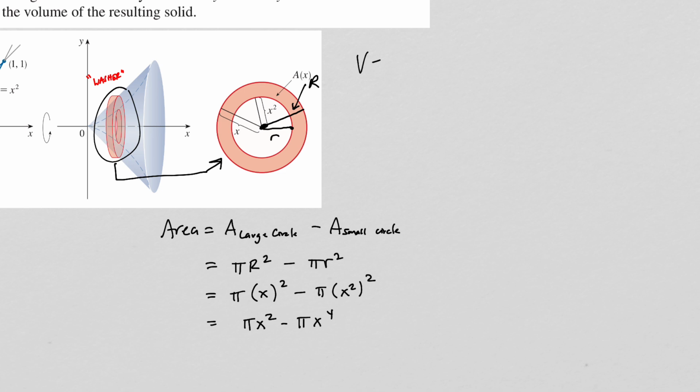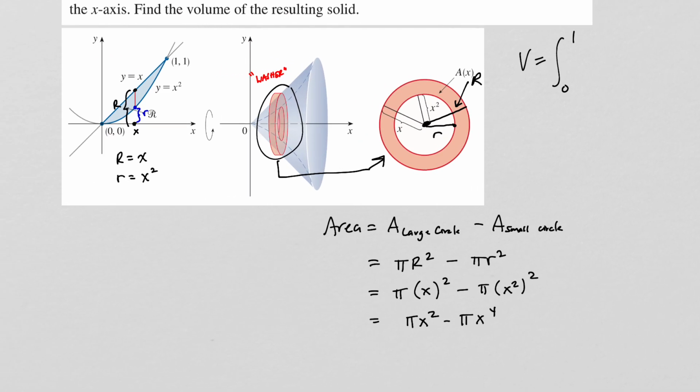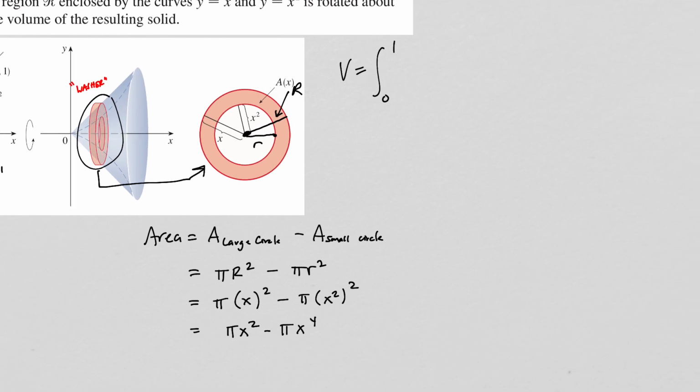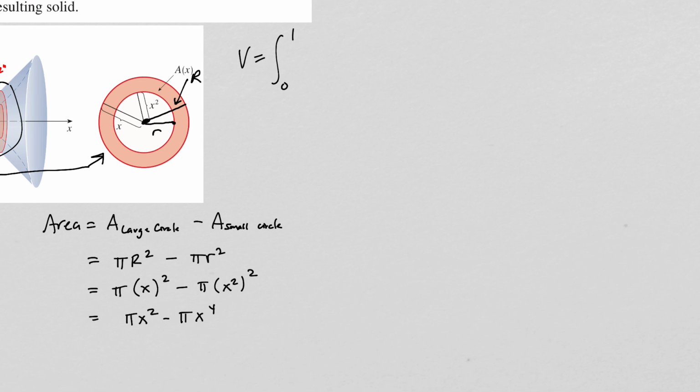And so now once we have that, the volume is simply the integral from 0 to 1. Remember, you've got to go from x equals 0 to x equals 1 because this corresponds to the point (1, 1). And we're going to have pi x squared minus pi x to the 4th with respect to x. Now, usually what we'll do in these cases is factor out the pi here. So we get pi times the integral from 0 to 1 of x squared minus x to the 4th.